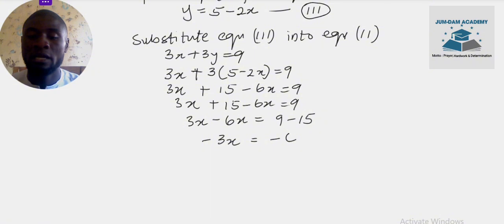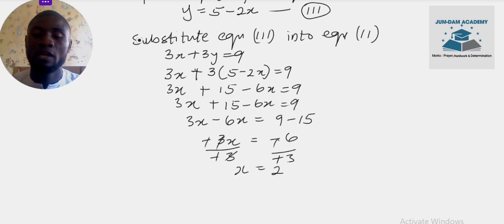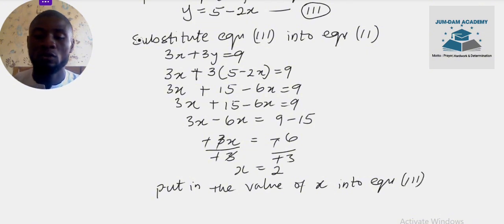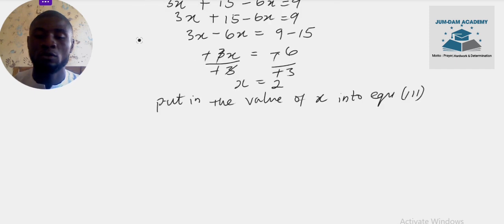So we divide both sides by minus 3, so that minus cancels minus, 3 cancels 3, x is left equal to, minus cancels minus, 6 divided by 3 is 2. So the value of x is equal to 2. Now we've gotten the value of x, we need to also get the value of y. Then we put the value of x into an equation. Now which equation? Equation 3, the equation that we formed. Remember that we've made one of the unknowns the subject of that equation, so it will be easier for us.